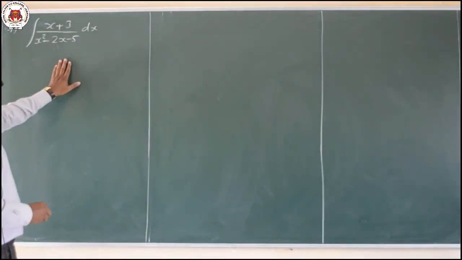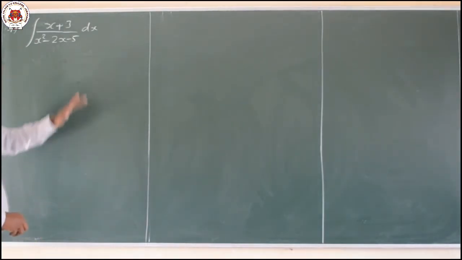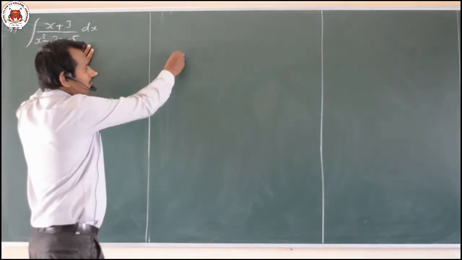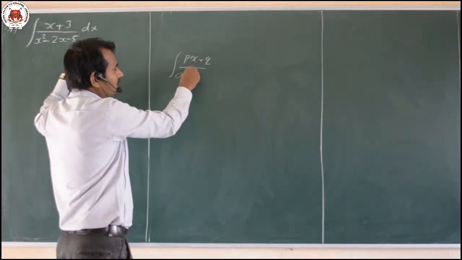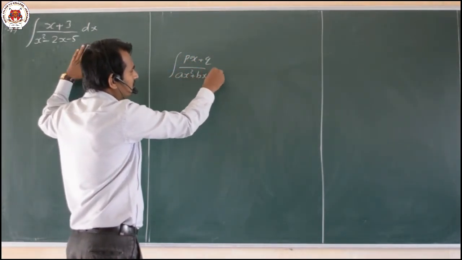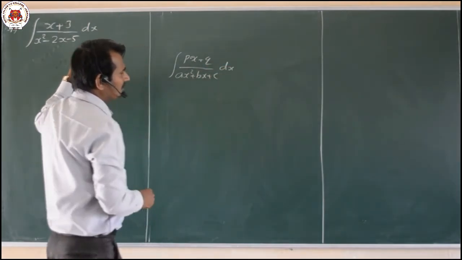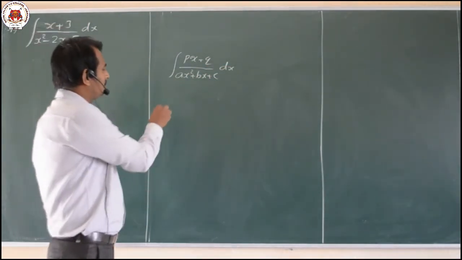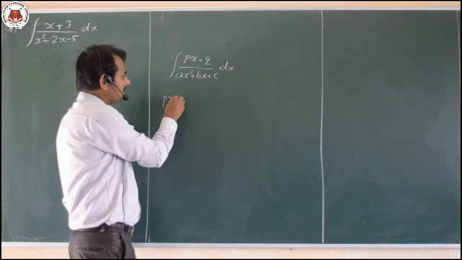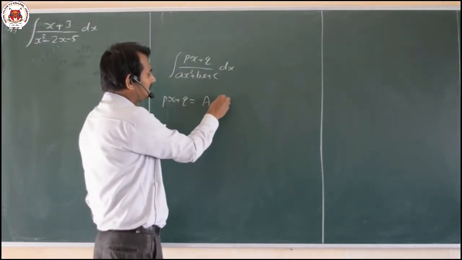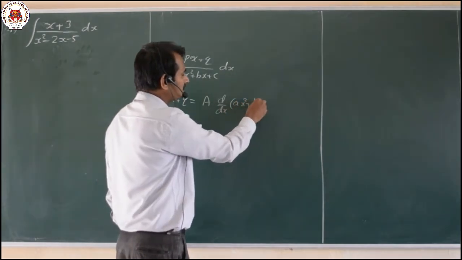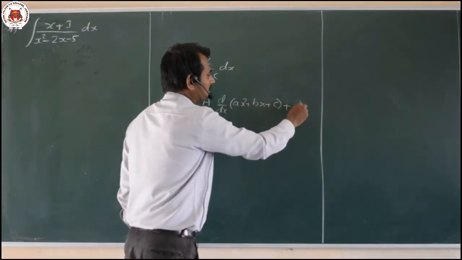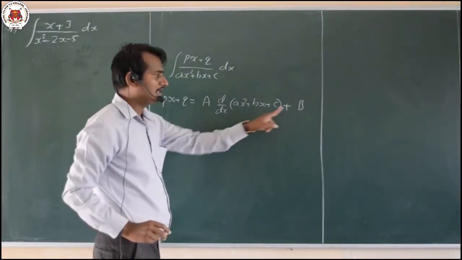The next problem is of the form integration of px plus q whole divided by ax square plus bx plus c into dx. Now here what we have to do is write the numerator, that is px plus q, equal to capital A into d by dx of the denominator ax square plus bx plus c, plus capital B. Here we require to find both of the values.